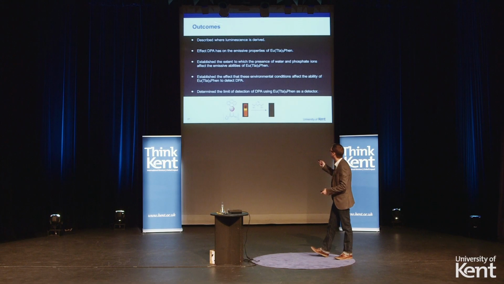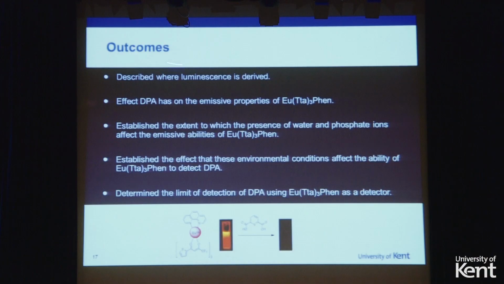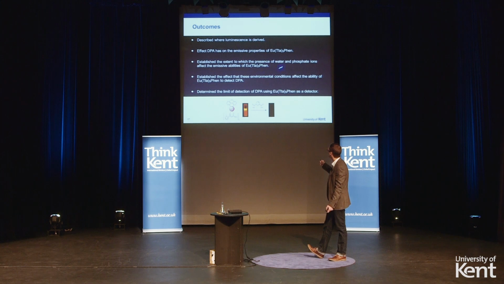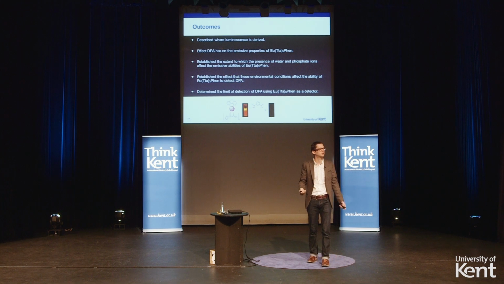Hopefully you've gotten a little bit out of this lecture. I've described a little bit about where luminescence is derived from, and then looked at how we can use this type of material to sense dipicolinic acid, which is the biomarker for Bacillus anthracis. We looked at what happens in the presence of water and phosphate, what happens when we add our dipicolinic acid, and some detection limits for this type of material.